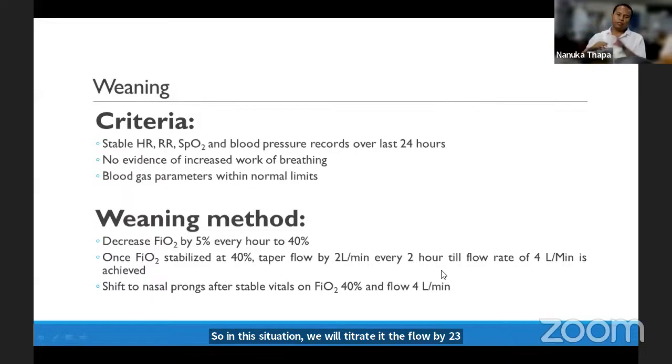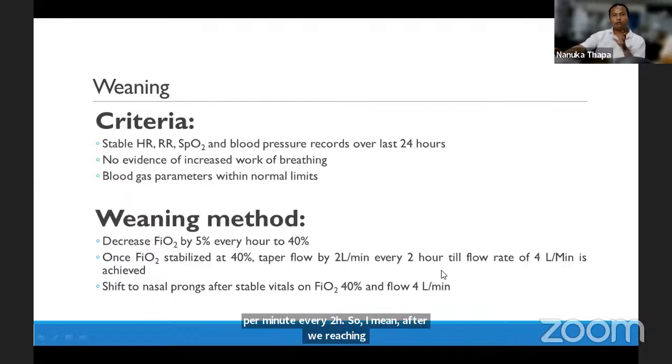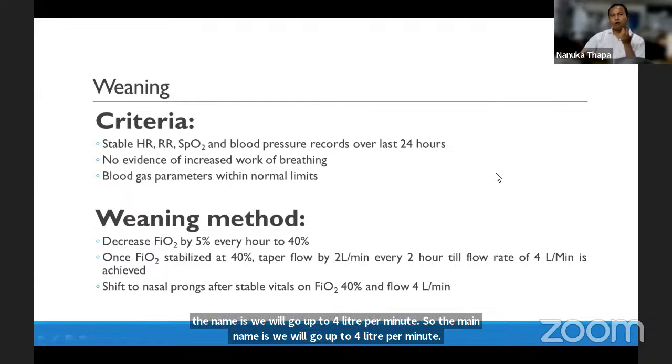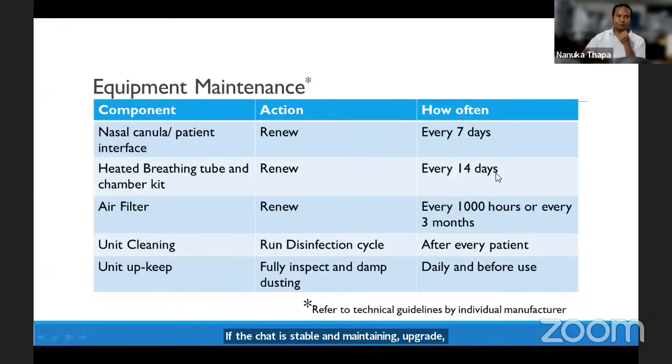So after reaching FiO2 40%, now it's time for us to touch the flow. We'll keep on reducing the flow rate. This flow rate will also reduce the pressure being delivered. After that we will shift to nasal prong once vitals are stable on FiO2 of 40% and a flow of 4 liters per minute. So the minimum is we will go down to 4 liters per minute. If the child is stable and maintaining heart rate, respiratory rate and SpO2, we will go to simple oxygen therapy, that is nasal prong or face mask, depending on the child.